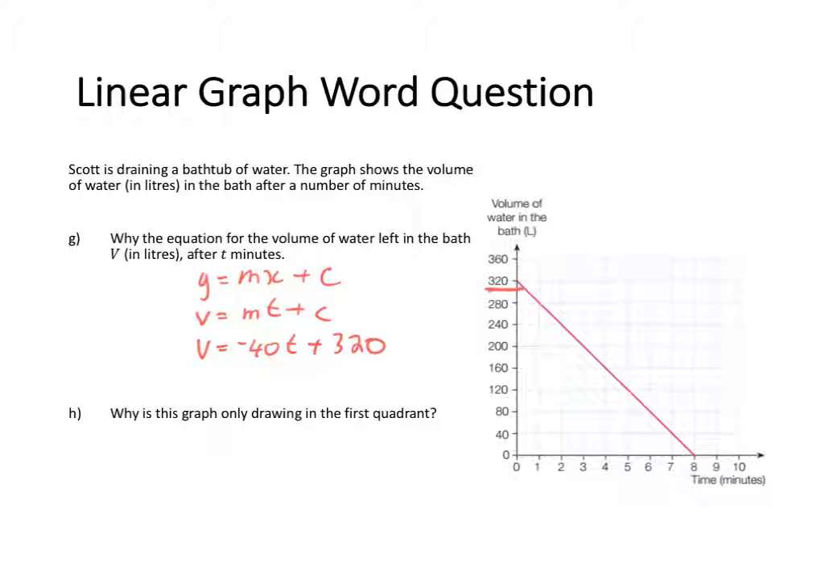The last part of the question asks, why is the graph only drawn in the first quadrant? The answer to that is we are talking about time as one of our values of measurement, and we can't have negative time. So we only want positive values of time, and we're also talking about volume of water, which again, we can't have a negative volume of water. So the values on both my x and my y axes are going to have to be positive. That means we are only dealing in the first quadrant.